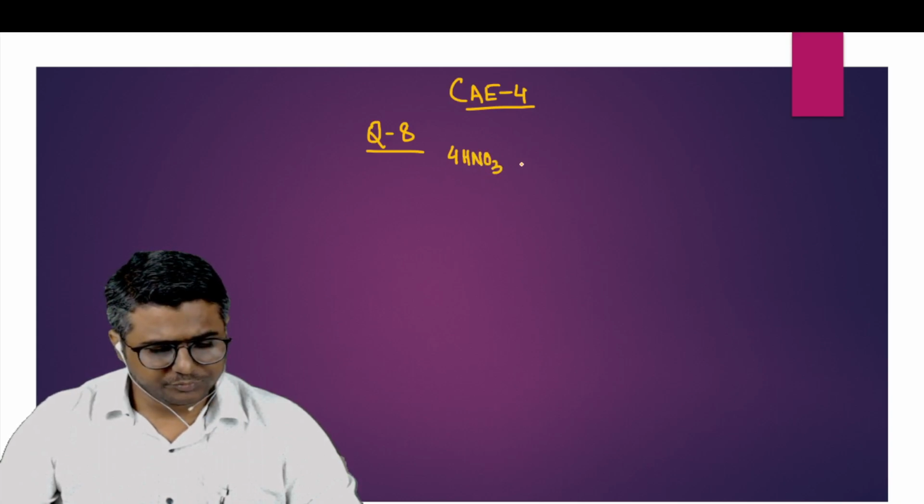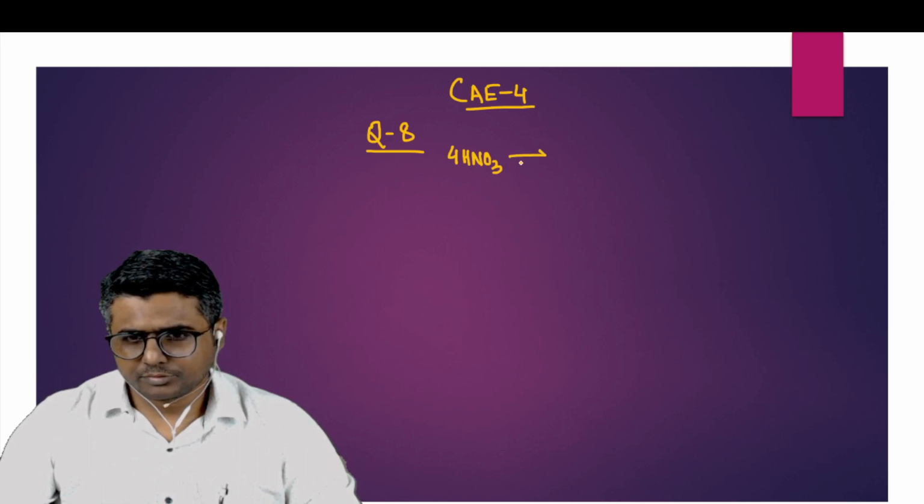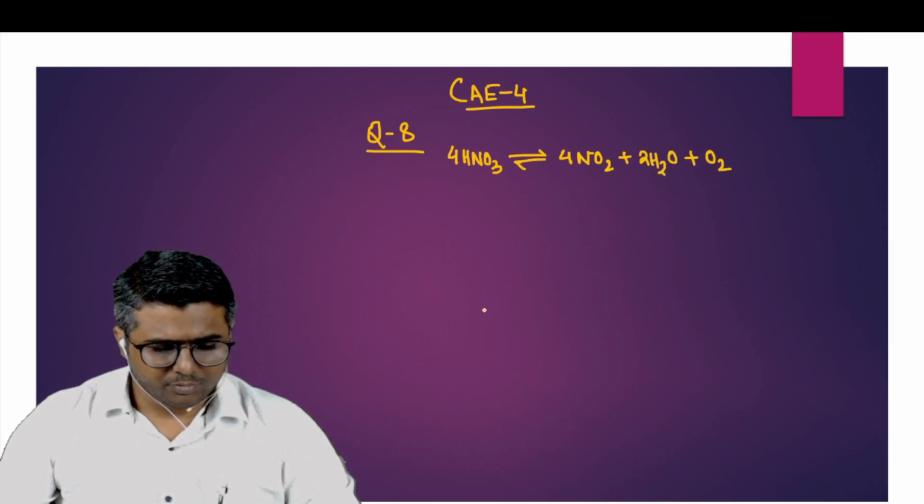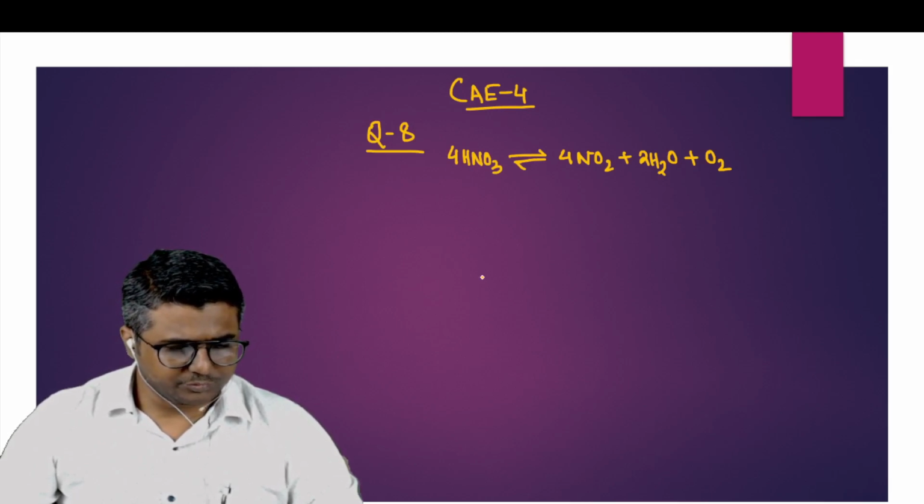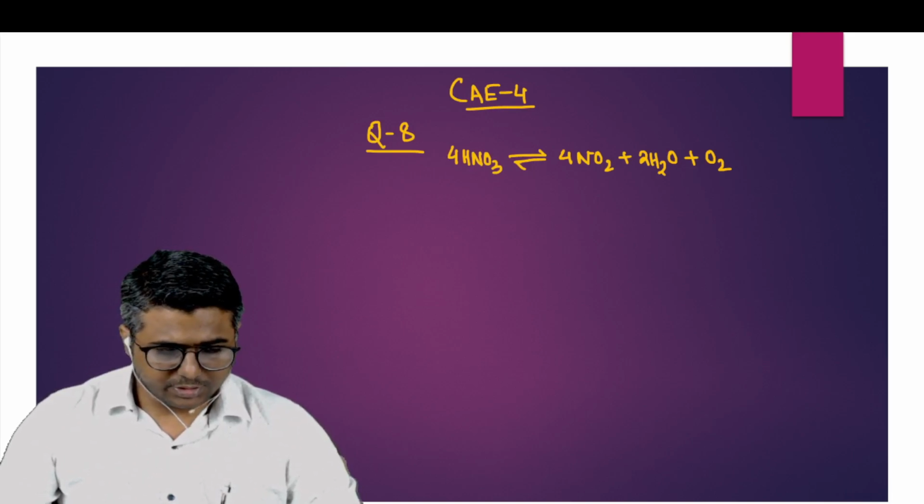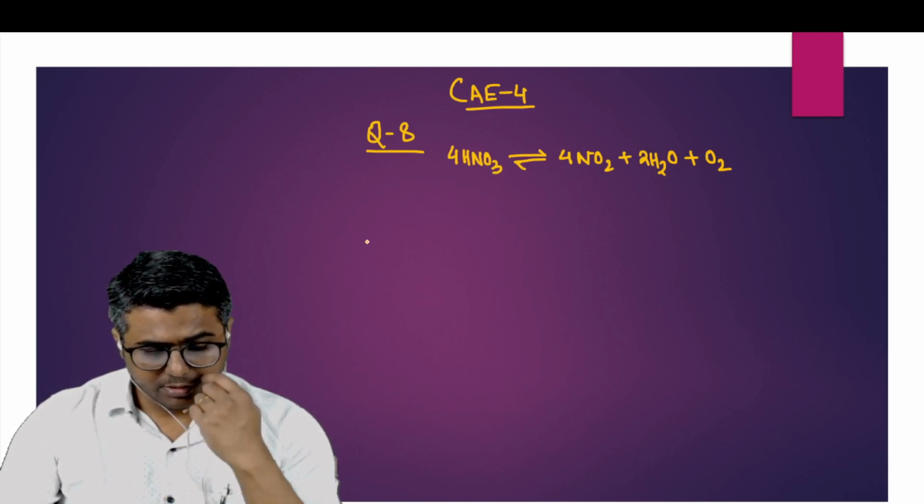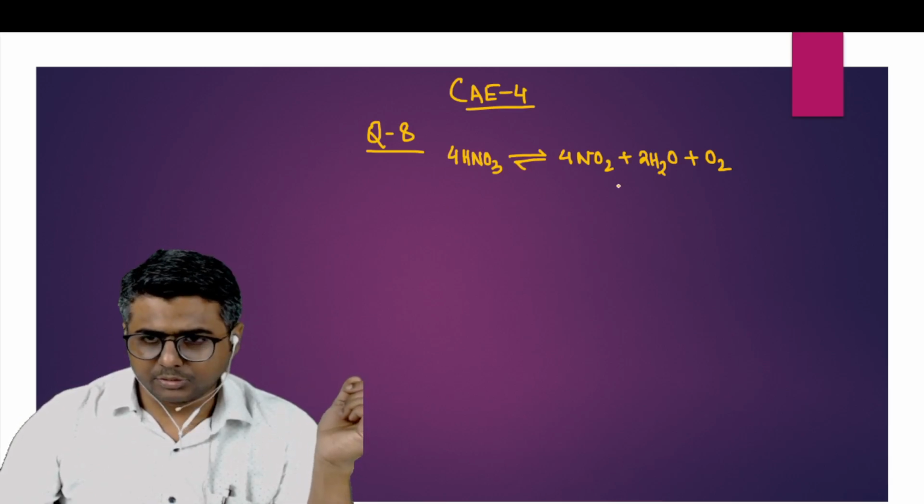For HNO3 gives 4NO2 plus 2H2O plus O2. It has started with pure HNO3. Okay. It has started with pure HNO3. It is important at a point. Okay. Next, P is the total pressure at equilibrium. Okay.